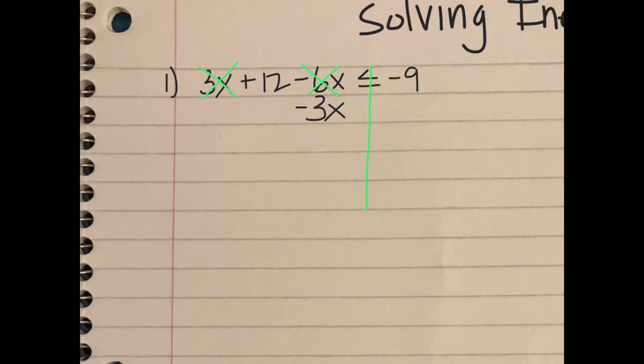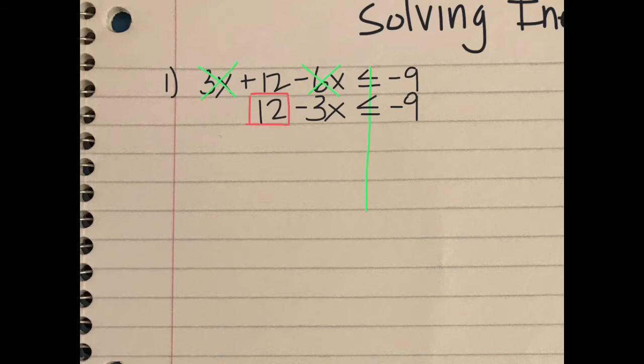I've also got this positive 12. You can write the positive, but usually we don't write positive right before a number, so I'm just going to call that 12. I'm going to leave my arrow here as usual, and I've got negative 9 on the right. Now that I'm down to one x on the left, and something similar on the right, I'm going to start to black out my terms.